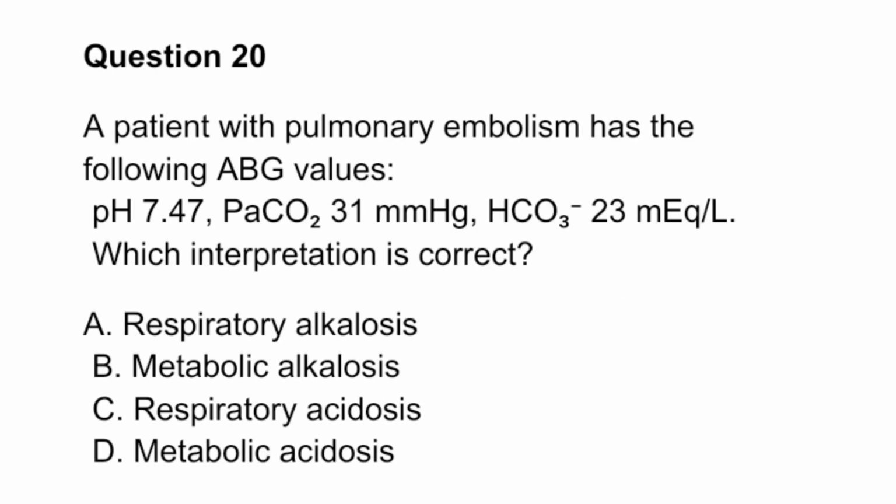Question 20. A patient with pulmonary embolism has the following ABG values: pH 7.47, PaCO2 31 millimeters of mercury, HCO3- 23 milliequivalents per liter. Which interpretation is correct? A. Respiratory alkalosis. B. Metabolic alkalosis. C. Respiratory acidosis. D. Metabolic acidosis.